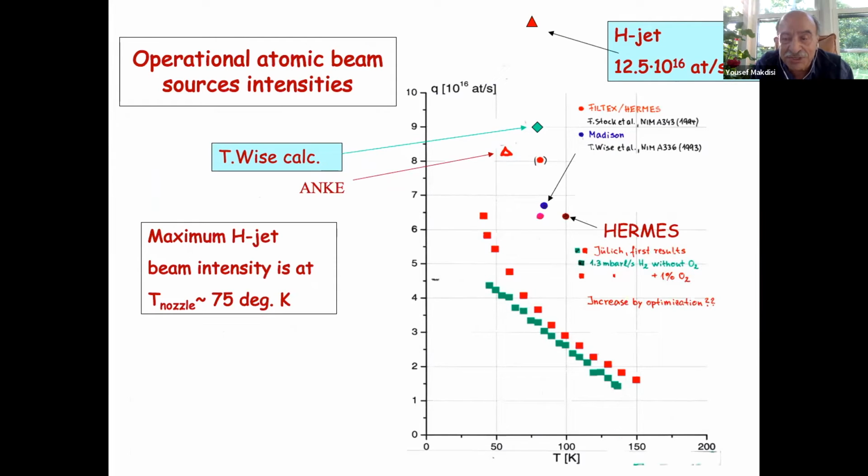You'll see where Tom Wise's calculations were at 9 times 10 to the 16, and the H-jet target was close to 12.5 times 10 to the 16. Tom Wise should complain, but he should be happy that it was so much higher. It was the maximum ever done.